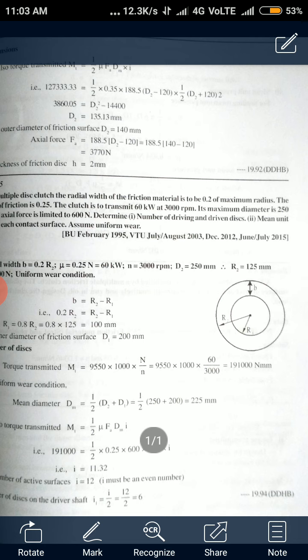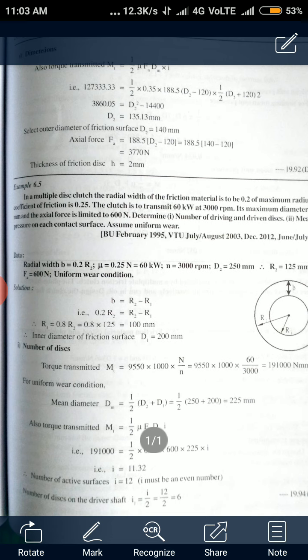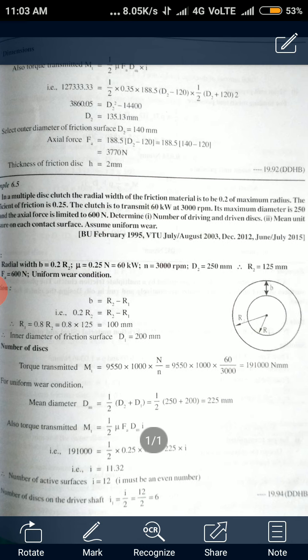So b equal to R2 minus R1. What is b? b is given as 0.2 R2. So substitute 0.2 R2 in place of b, in R2 minus R1. So how much do you get here? R1 equal to 100 mm, then diameter 200 mm. This way you have to calculate R1 as well as D1.